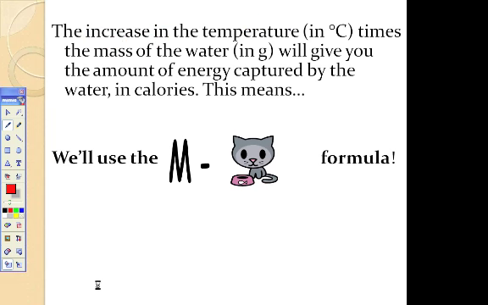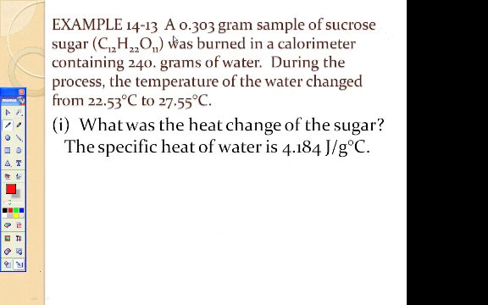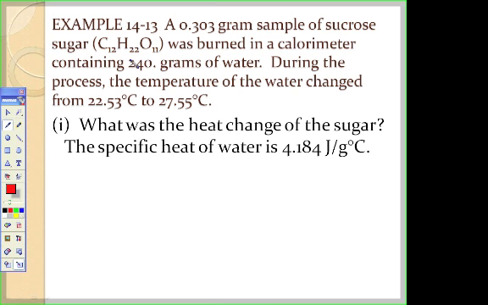Let's take a look at the first one. Example 14.13. We have a sample of sucrose, and it's burned in a calorimeter. Now, let's think about this. Logically, a combustion reaction gives off heat, so delta H of this combustion would be equal to a negative value. We expect it to be exothermic. And in an exothermic reaction, the temperature of the surroundings does increase. So that temperature is measured for your surroundings.